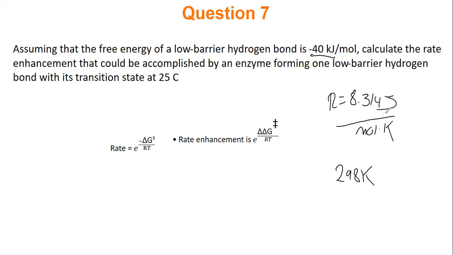And R's in joules. So you can't take something that's in kilojoules and divide it by joules. So they need to be in the same unit. So I'm going to convert kilojoules to joules. For every 1,000 joules, that's 1 kilojoule. So this is 40,000 joules per mole.